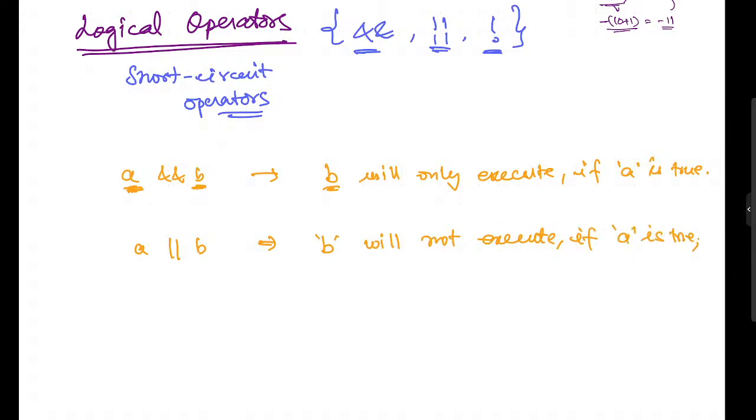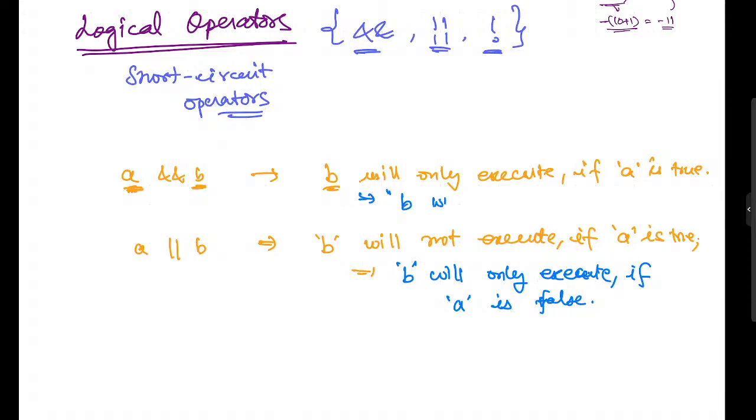Or you can also think of this in another way, where b will only execute if a is untrue or a is false. In the same way, for the above one, you can think of it as b will not execute if a is already false. So you are basically short circuiting the entire thing.